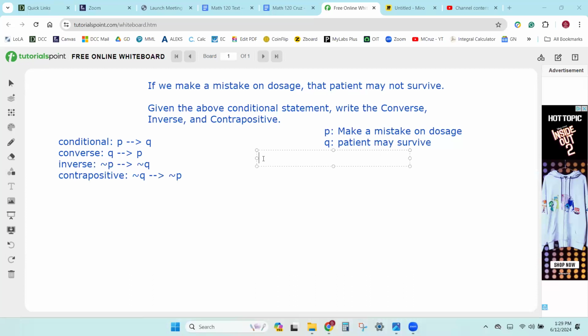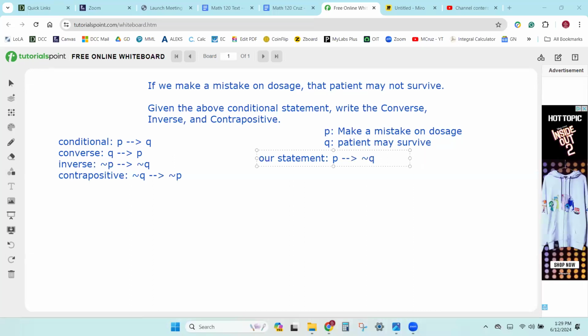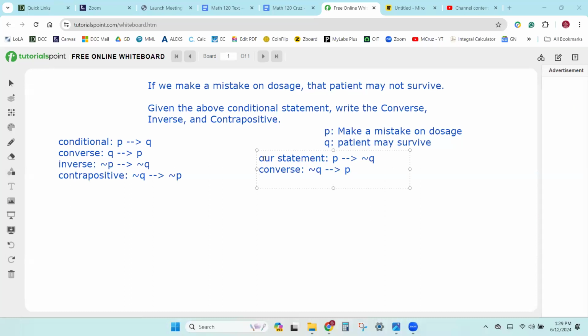So our statement is, if P, then not Q. If we make a mistake on a dosage, the patient may not survive. So for the converse, we're going to need to do one of those negations of negations in a second on the inverse and the contrapositive. But right now, this one is just not Q, then P. All I'm doing is just turning them around. Therefore, the converse is, if the patient may not survive, then we make a mistake on dosage.